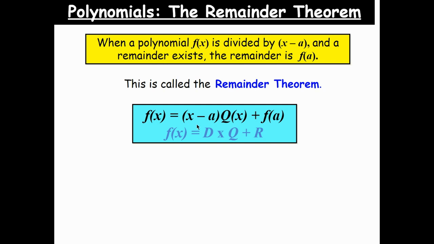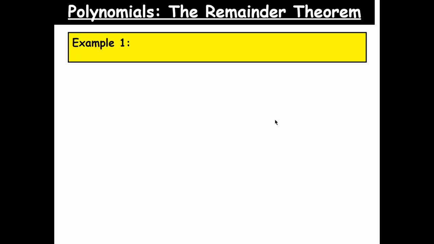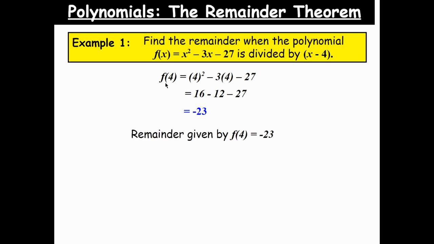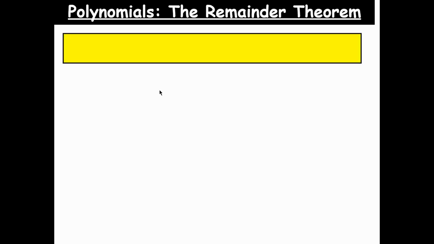And so we can have it looking at that. There's your divisor, there's your quotient, and now we know that our remainder is the value of the function when we substitute in a. To make this clearer, let's look at an example. It really is very, very straightforward. We're dividing by x minus 4, so our value of a is 4, so we substitute 4 into our function. 4 squared minus 3 times 4 minus 27 is negative 23, so our remainder is negative 23. No division having taken place, just using the remainder theorem.